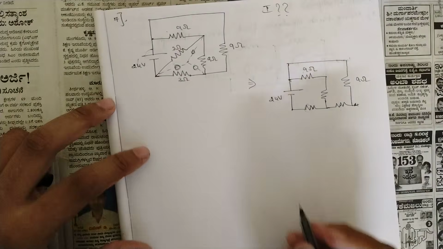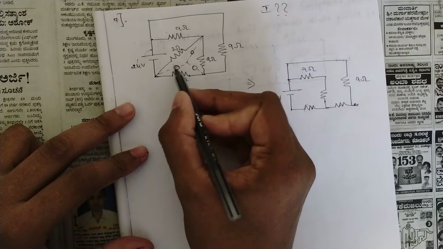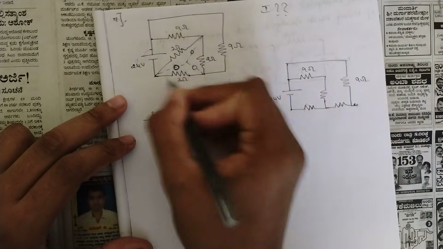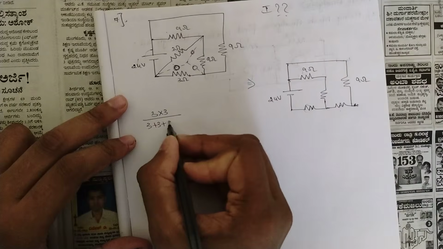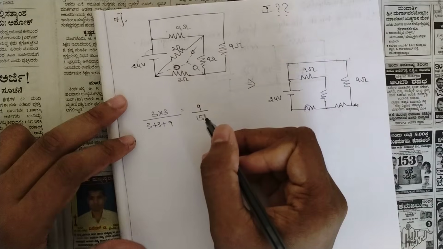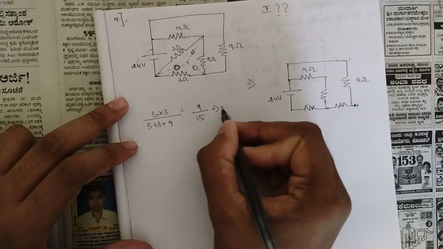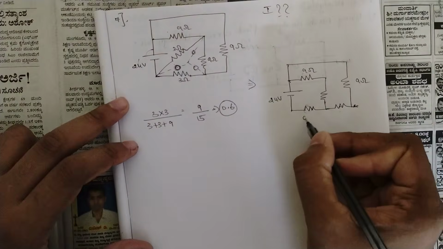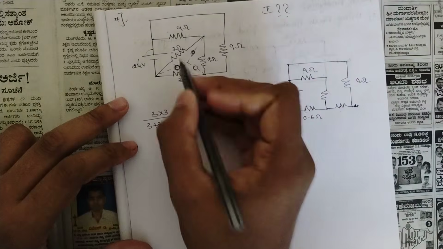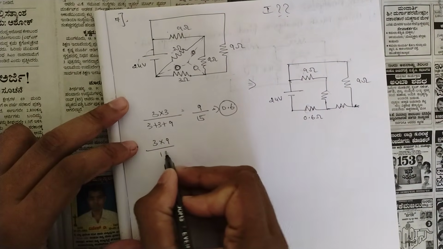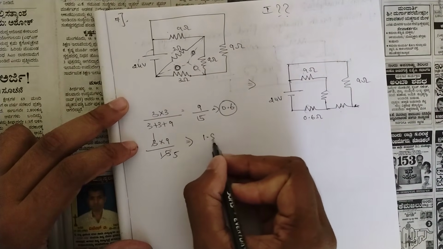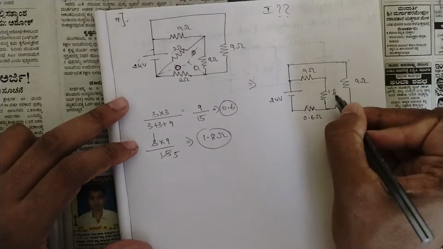Delta to star, how to follow, that I already know. For this value, take the opposite resistances: 3 into 3 divided by the sum of all three, that is 3 plus 3 plus 9. 3 threes are 9, 9, 12, 15. 9 by 15 we would get around 0.6, so this value here is 0.6 ohm. Similarly for this resistance, these two are the opposite: 3 into 9 divided by 15. 3 ones are 3, 5 nines are 9 by 5, we would get around 1.8 ohms. So this is 1.8.